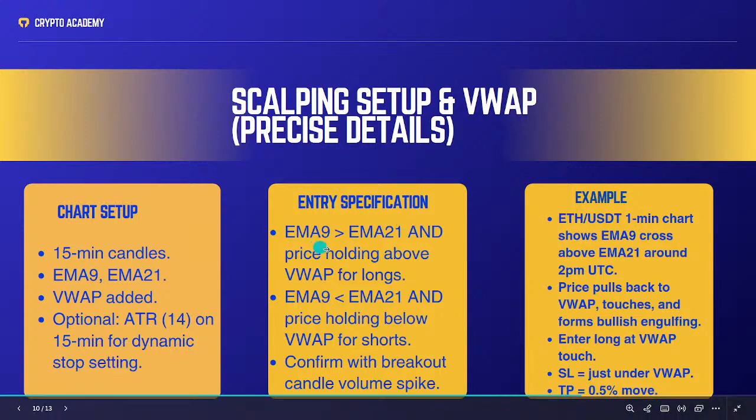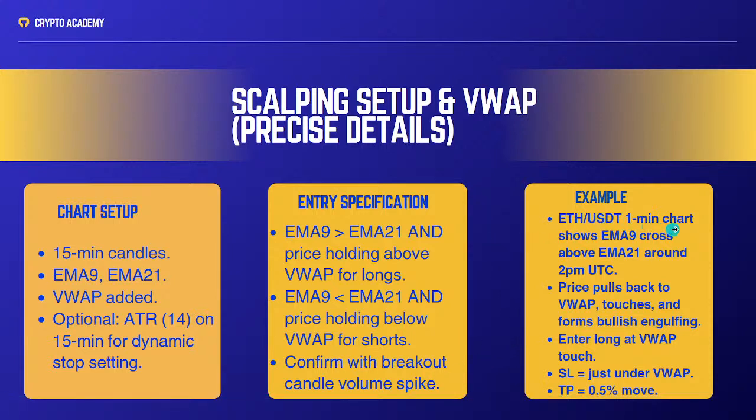Then the entry specification: we are using exponential moving average 9, exponential moving average 21, and price holding above VWAP for long positions. Then for shorts, exponential 9 crosses below exponential 21 and price holds below VWAP. Assuming that exponential 9 is crossing exponential 21 from above downwards and the price is below VWAP, confirm with the breakout candle volume spike.